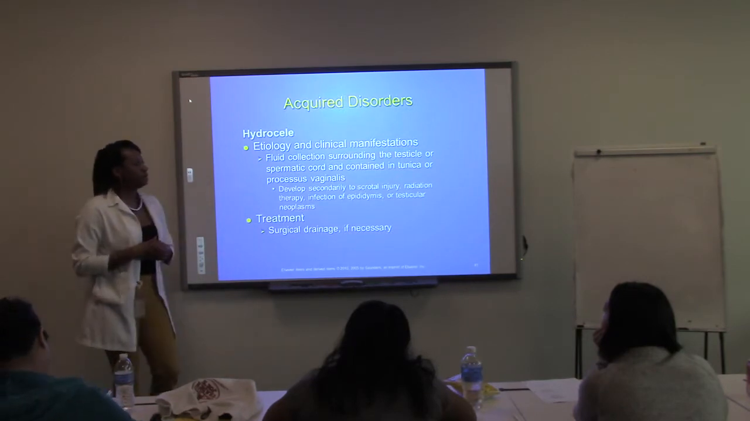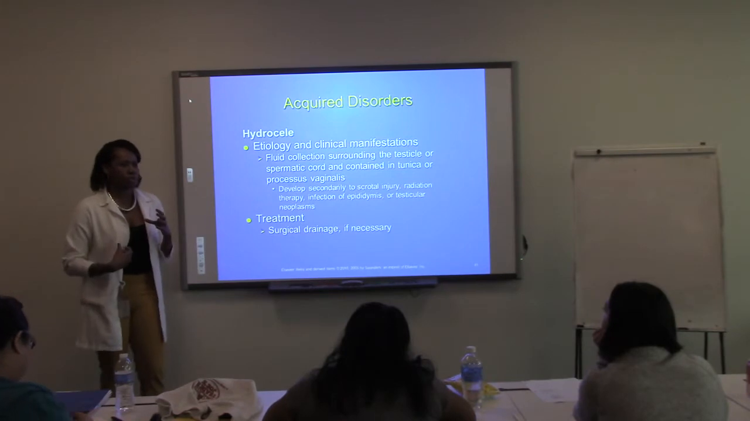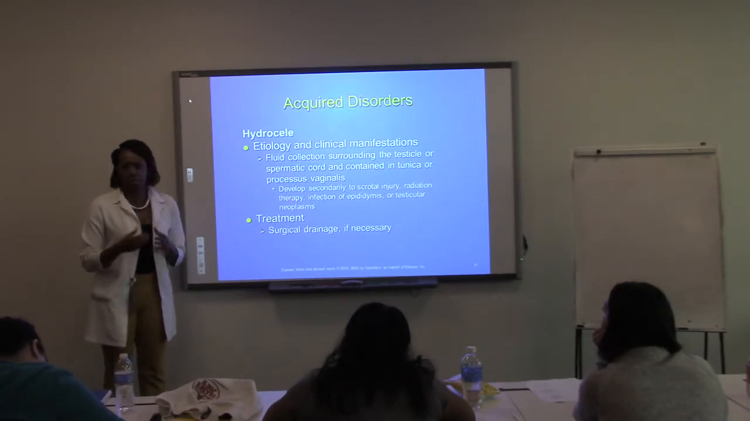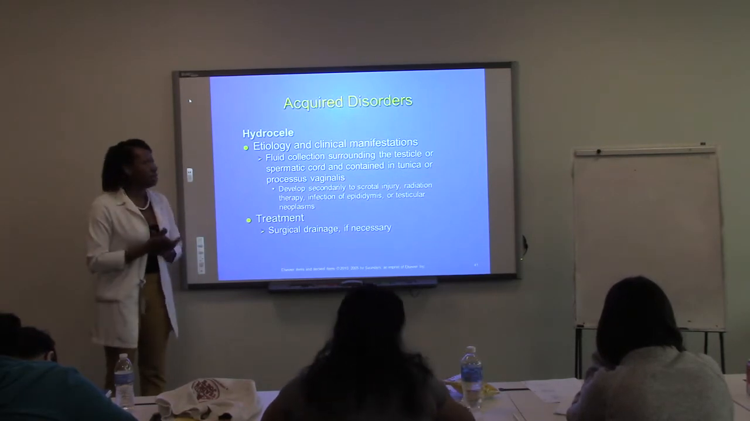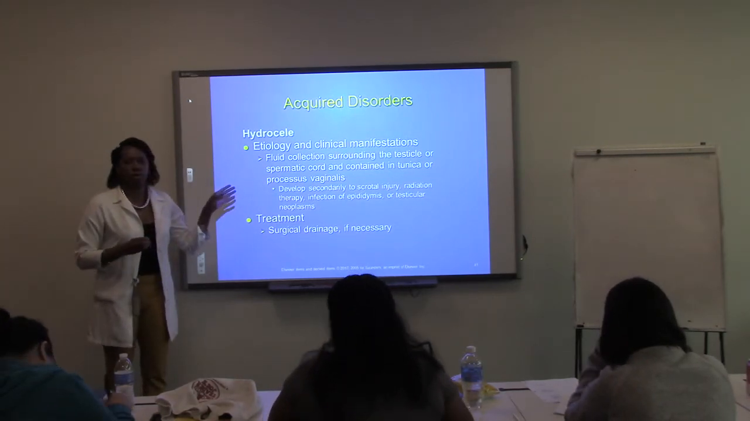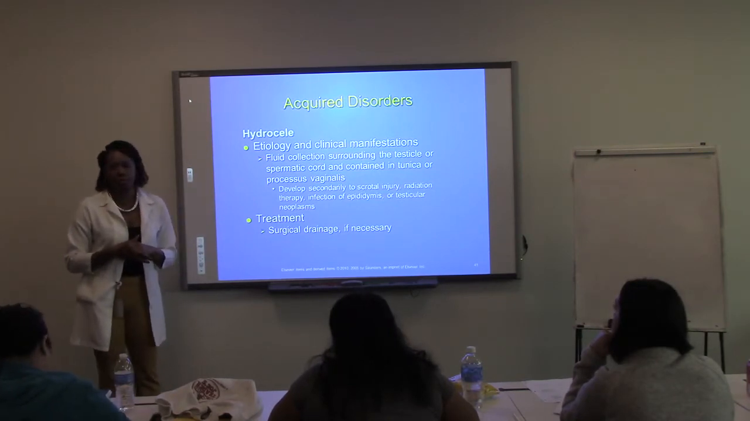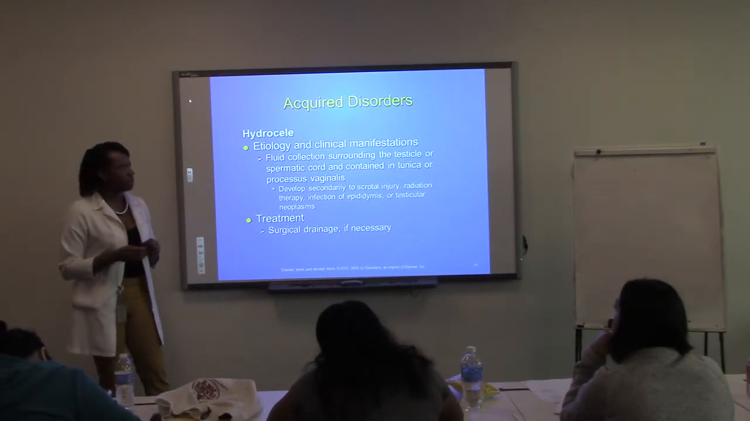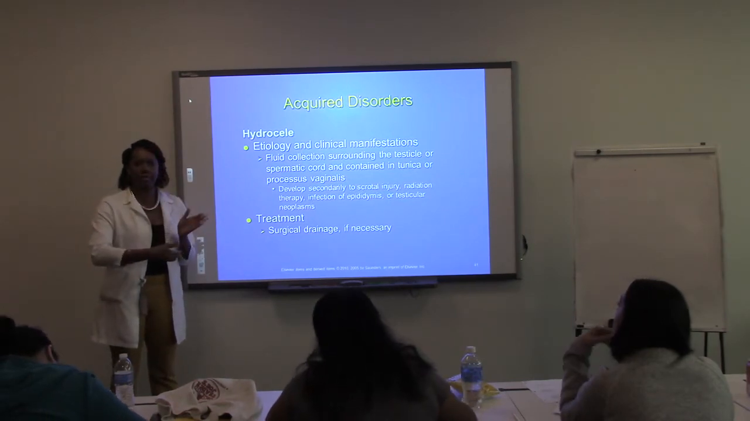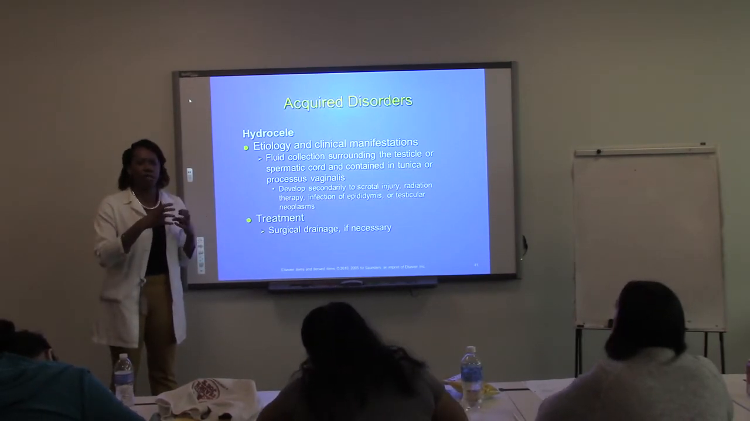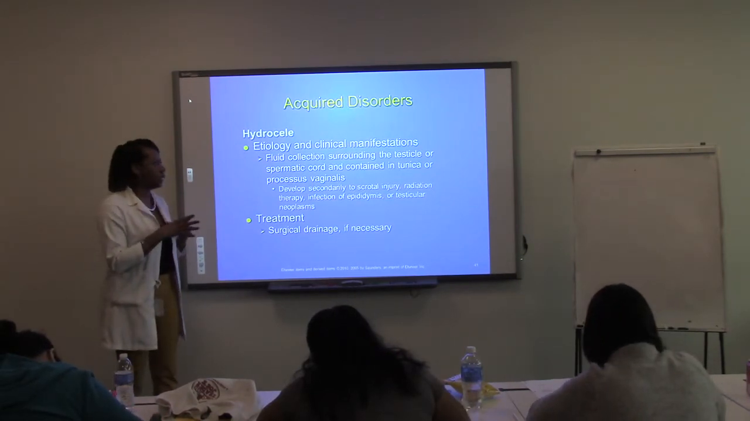Now, the next couple of disorders that we're going to cover are acquired disorders. This has nothing to do with being born with this particular situation; it's acquired by something else. The first acquired disorder, and this is quite common, is called a hydrocele. Hydro means water. This is fluid that builds up in and around the testes and the spermatic cord.